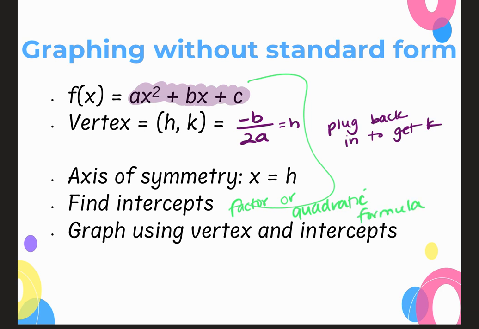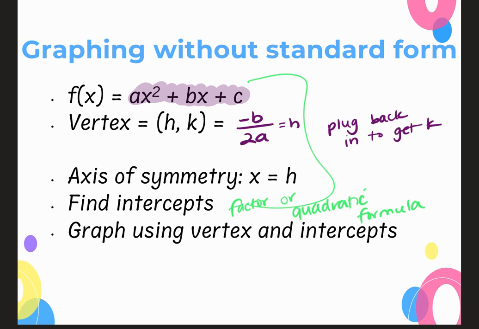And then you would graph using that vertex and whatever intercepts you have. If those are not enough, if you don't have 3 points from your vertex and your intercepts, then we add in by plotting points. So in this method, you don't have to force it to complete the square. You do the negative b over 2a, and again, plug it back in to get the k, and then find your intercepts.